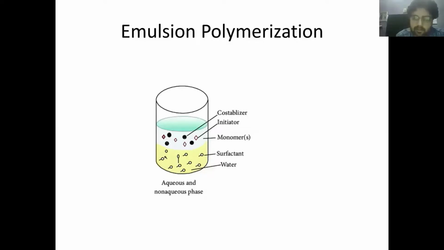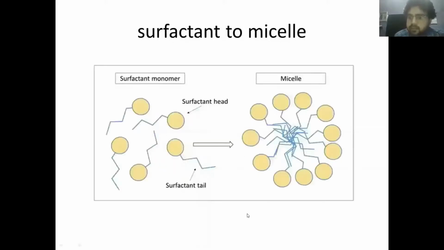Now, the surfactant, we can see, has a tail, and that tail is hydrophobic in nature, and the head is hydrophilic. When it comes into contact with the water, it turns into a micelle. We can see the structure of the micelle over here. These lobes or circles are hydrophilic in nature. In the center, we have the hydrophobic region.